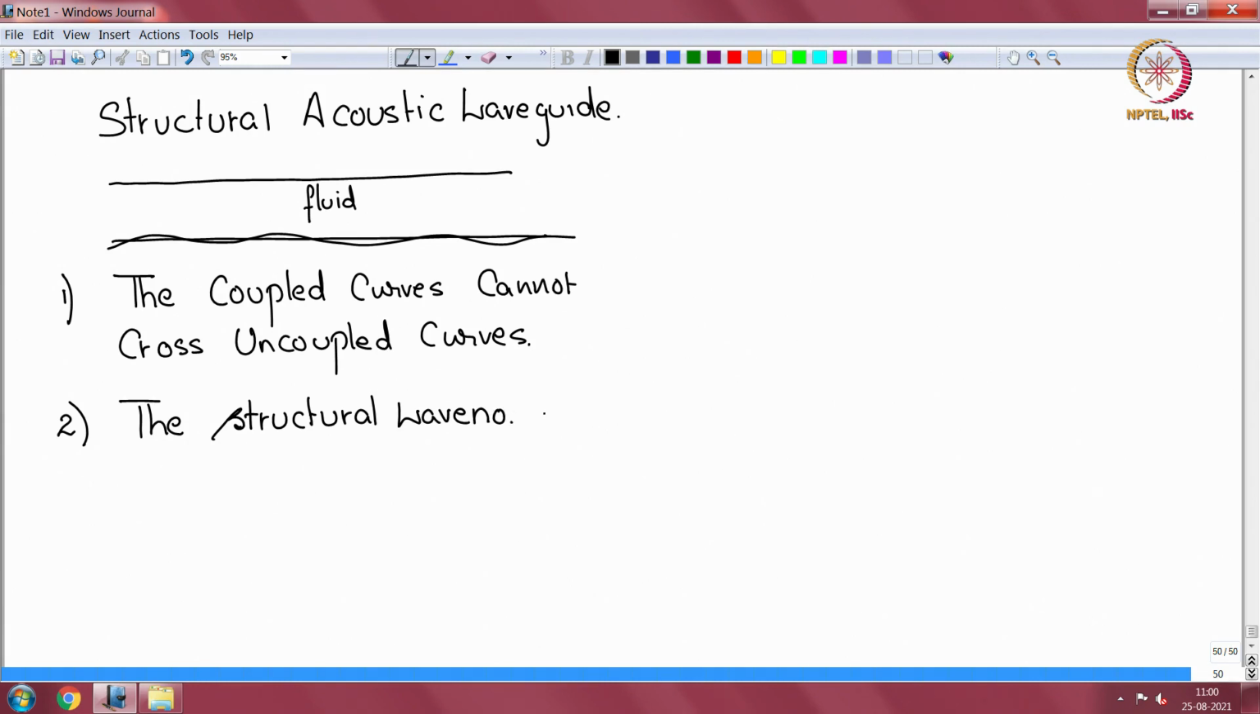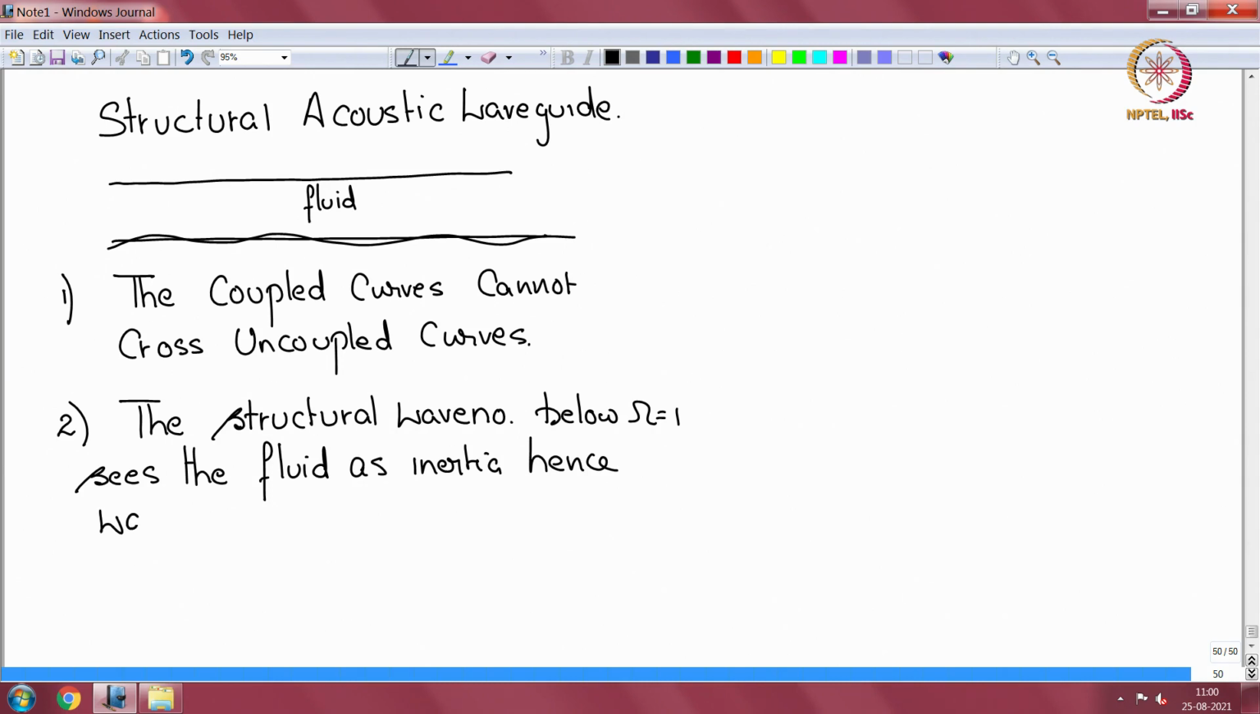below coincidence, below omega equal to 1, sees the fluid as inertia, hence the wave slows down, which means the lambda x will drop, which means kx will go up. That is what happens.